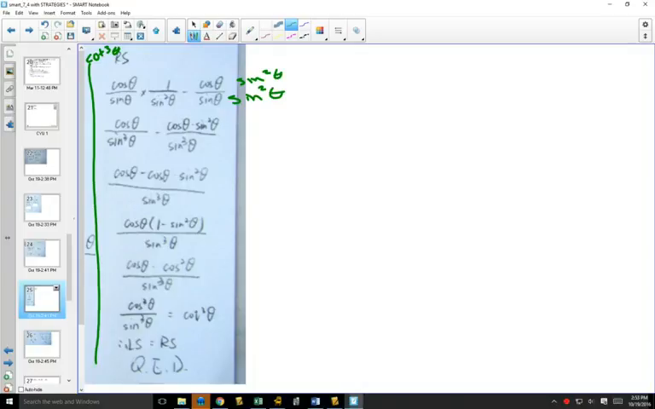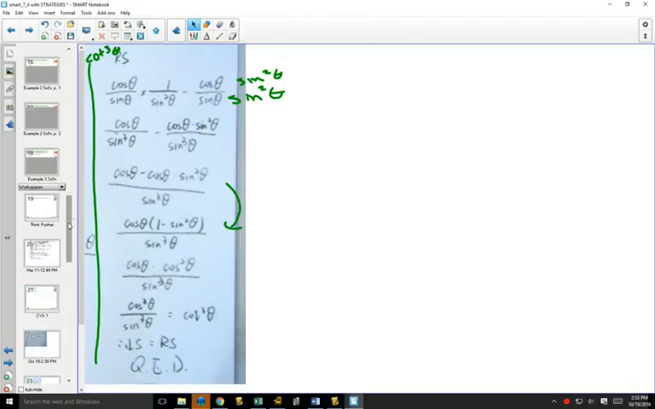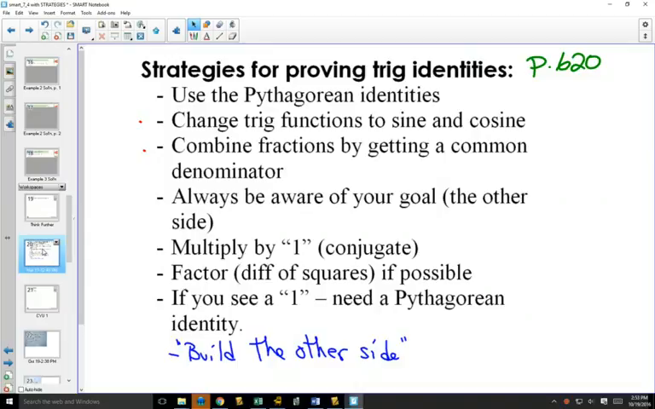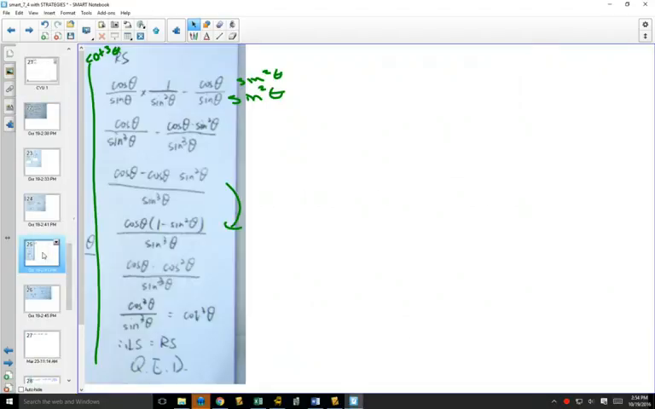From this step to this step, the person noticed that there was a cos in common on the top. So one of the strategies that is on our list of strategies is factor. If you can factor something, sometimes that's going to be helpful. So in this case, we had a common factor of cos. That got factored out. And once you factored that cos out, you realized 1 minus sine squared is equal to cos squared.